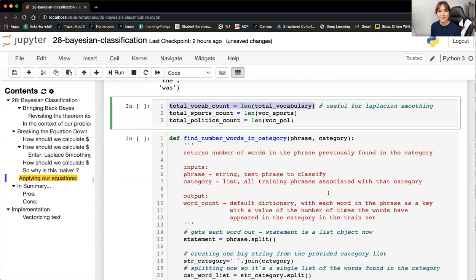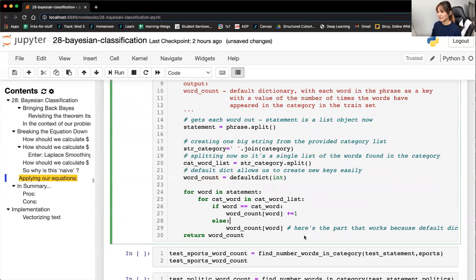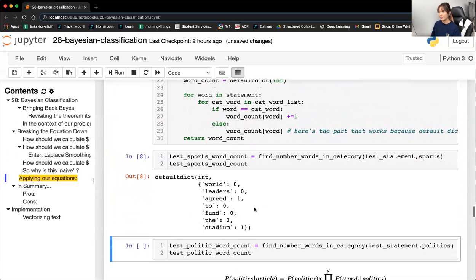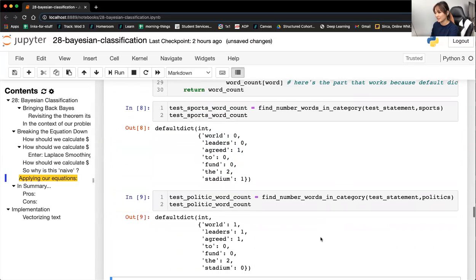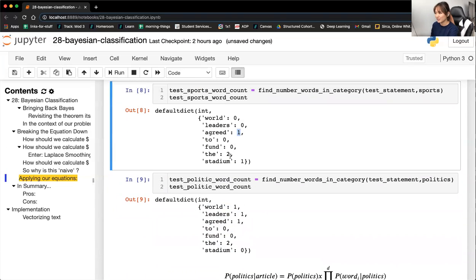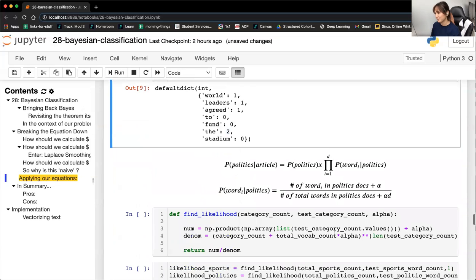Next, this basically does the same thing that we did before, the number of words per category. I won't go into detail about what this does, but we'll take a look at the output. So running this and running this. For our test data, these are the word counts for the number of words in the category. And then same for politics here. Basically, how often does each word appear in the category?